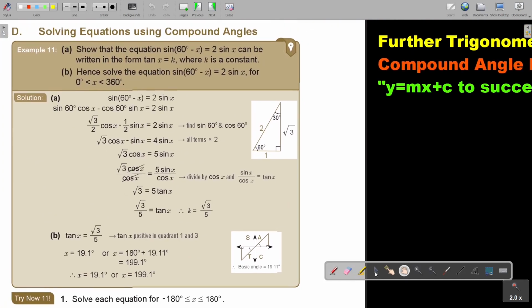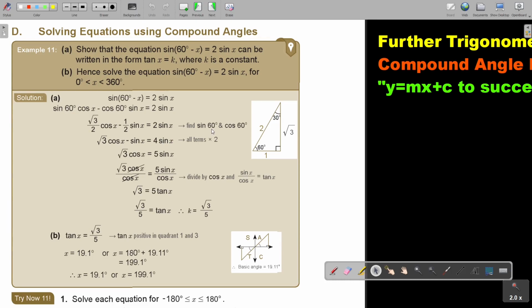Now, remember this is your compound angle. Can you remember the sin one? It's sin x cos 60, then the signs are the same, then it's cos x sin 60. Now this is your special angle, so you can find values for this.